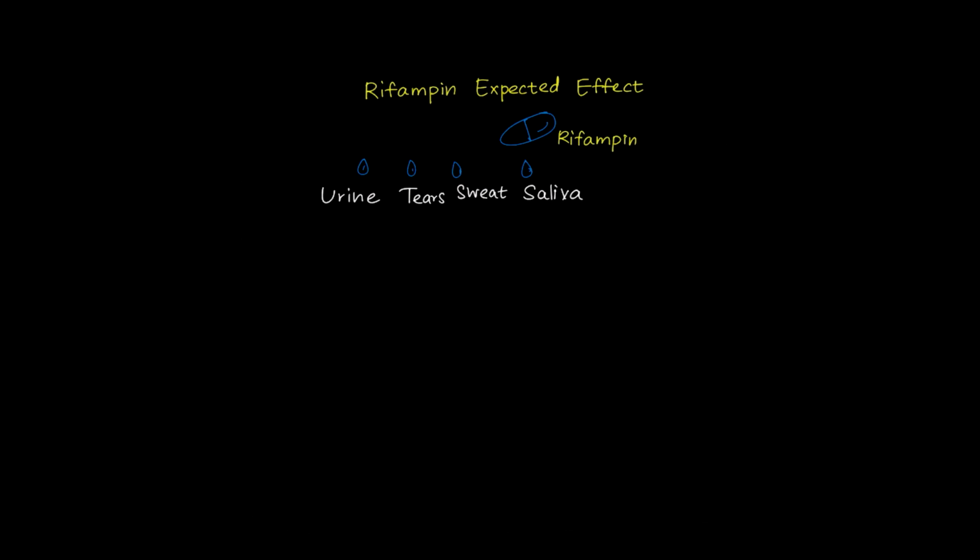Rifampin teaching usually shows up as an expected side effect question. The right answer is reddish-orange discoloration of body fluids. Urine, tears, sweat, and saliva all turn a rusty orange color during treatment, which can permanently stain soft contact lenses and light clothing. Patients need to know this is harmless, so they do not panic or stop the drug.